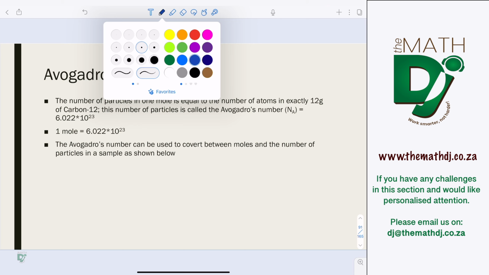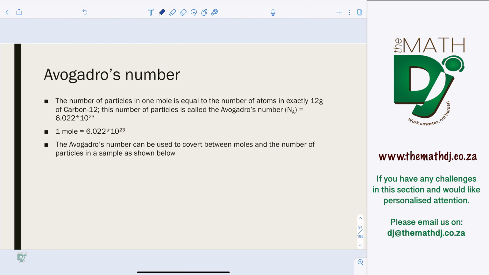Avogadro's number: the number of particles in one mole is equal to the number of atoms in exactly 12 grams of carbon-12. This number of particles is called Avogadro's number. Remember, a mole is represented by these particles: 6.022 times 10 to the power 23. That is Avogadro's number.